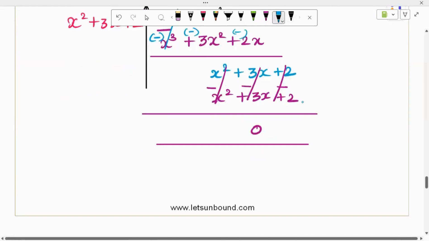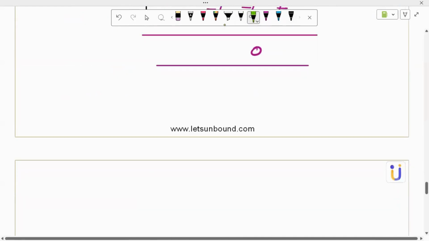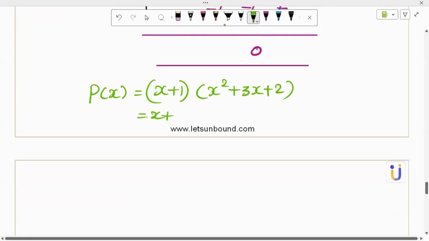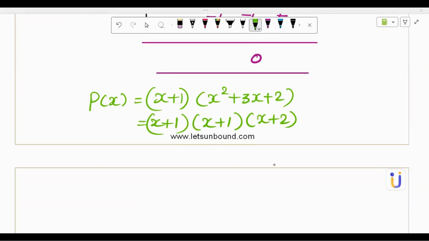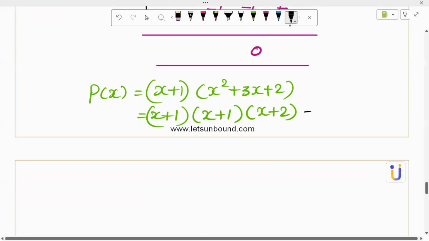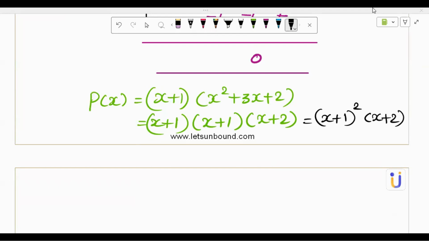So, P of x is equal to x plus 1, a factor, into x square plus 3x plus 2. This we already factorized. So x plus 1 times x plus 1 into x plus 2. This is a product of linear factors. And you can also mention it like this: x plus 1 whole square into x plus 2. So P of x as a product of linear factors is done.